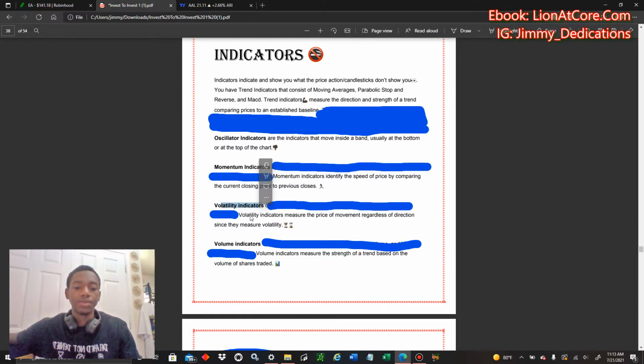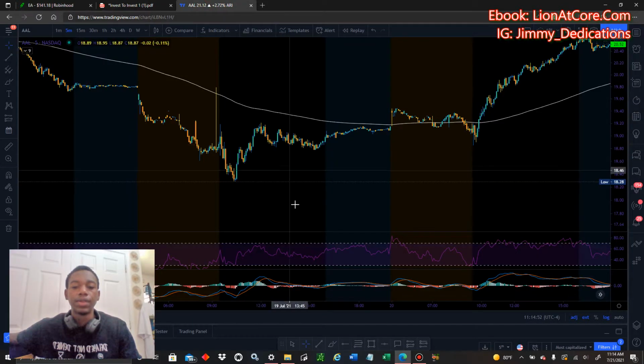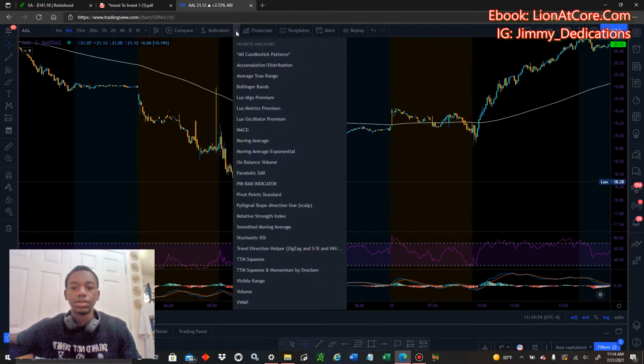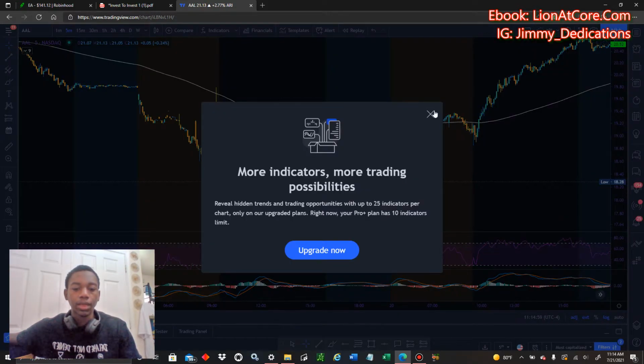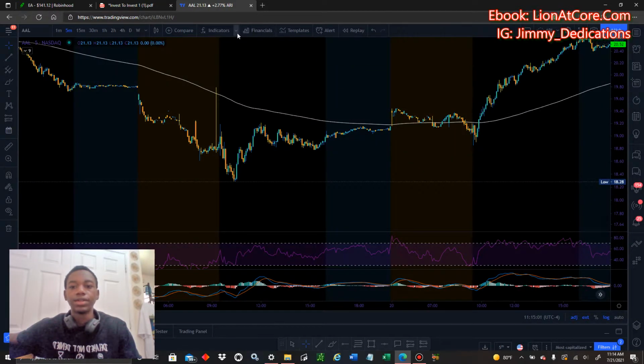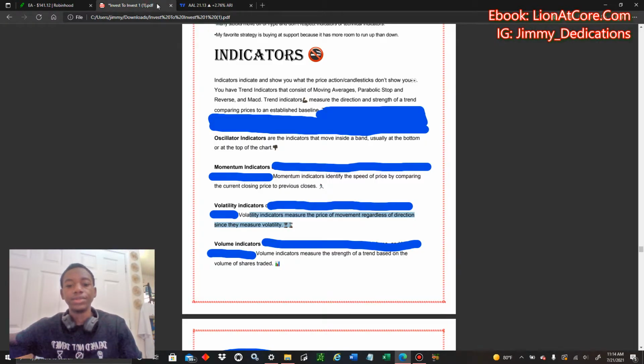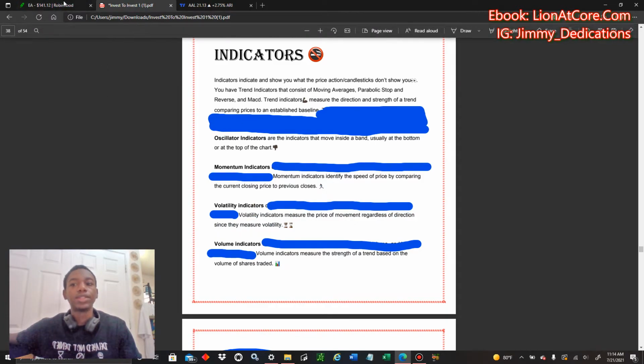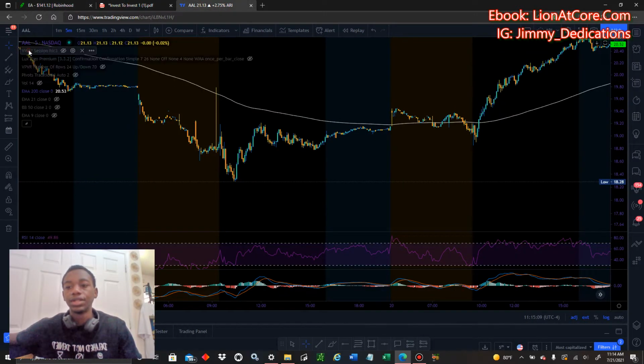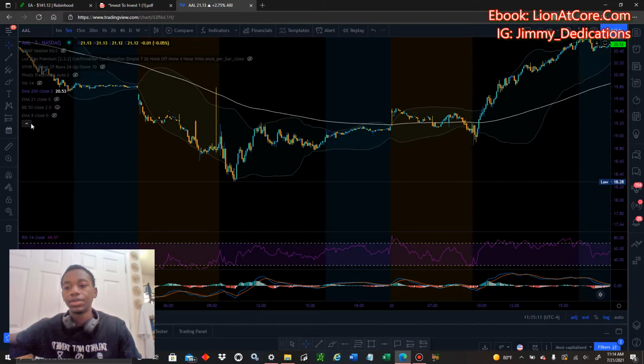Volatility indicators, I don't use them. Volatility measures the price of movement regardless of direction. Let's see. Phone keeps going out down there. Damn, I can't even add more indicators. But I don't use volatility indicators, so I do use volatility indicators. I just don't have it on here.